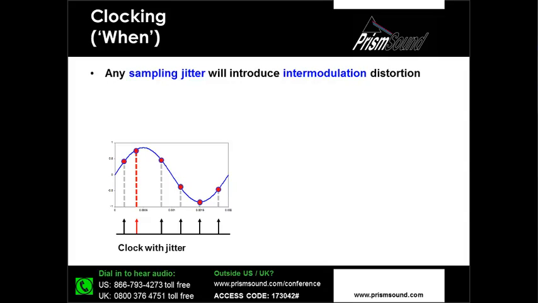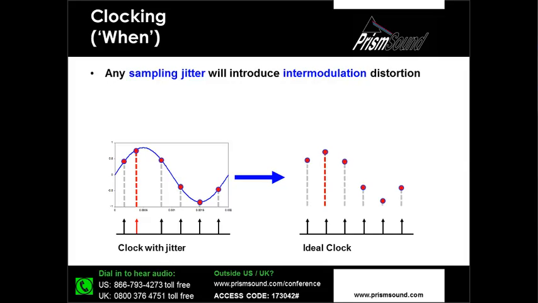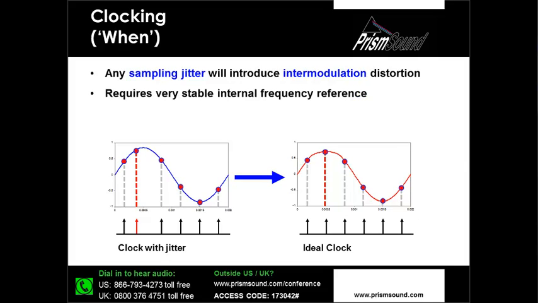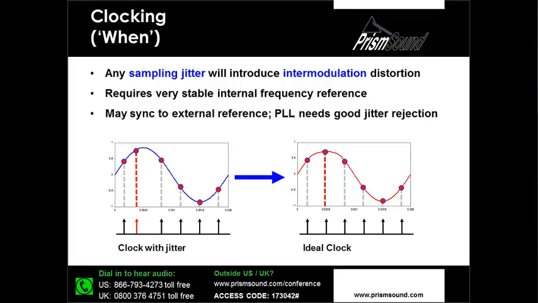So I'm now going to sample this signal, quantize it to give me some digital amplitudes, and the issue here is that when we replay this digitized waveform with a system that has a clean clock free from jitter, because we've sampled at the wrong time, we've actually introduced an error in amplitude. So this illustrates how jitter, sampling jitter at the converter itself, will introduce intermodulation distortion. So in other words, our converter needs a very stable internal frequency reference.